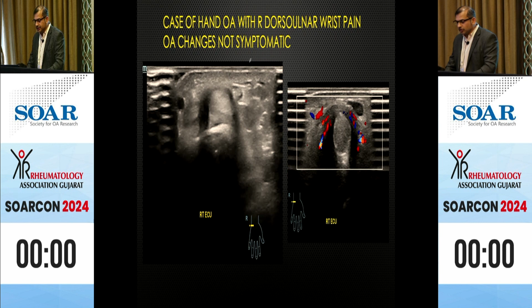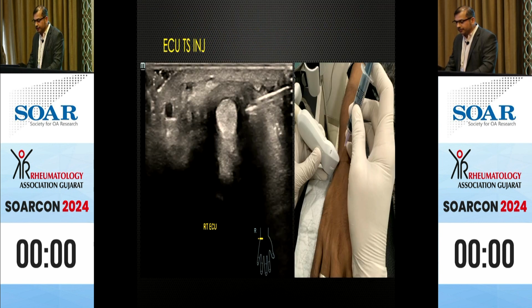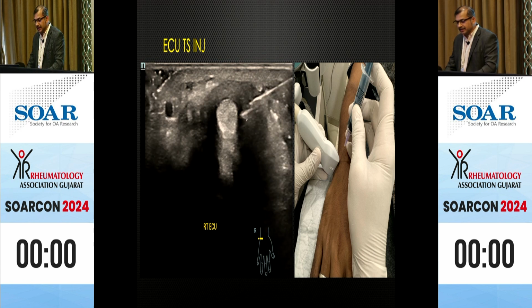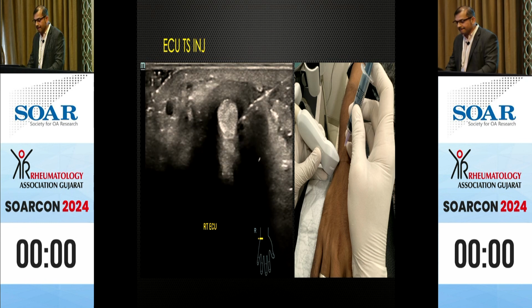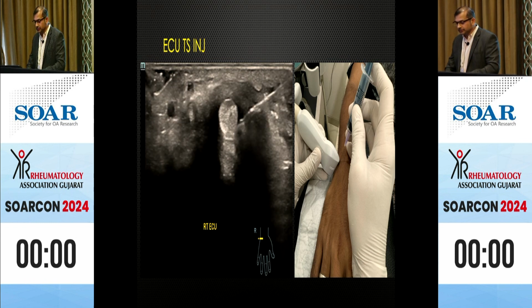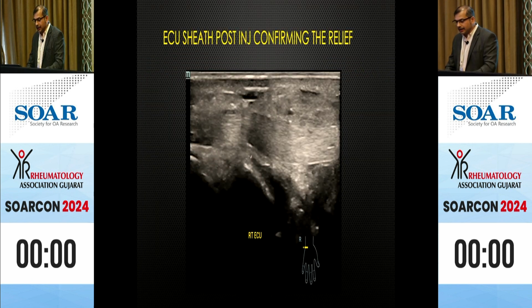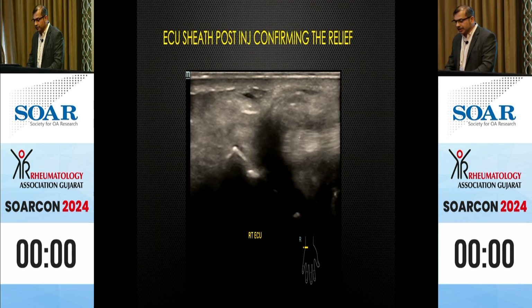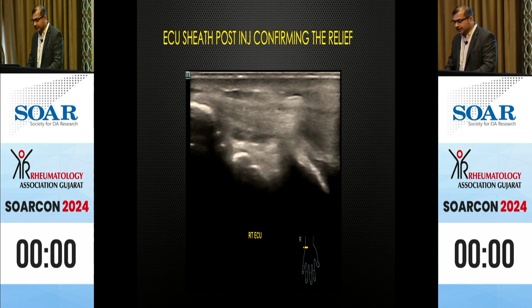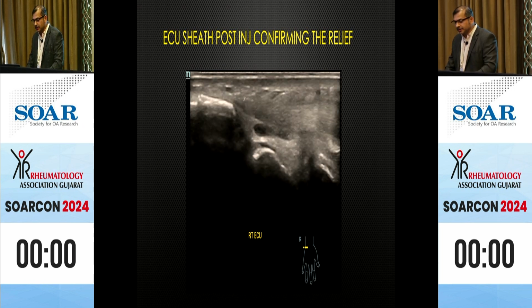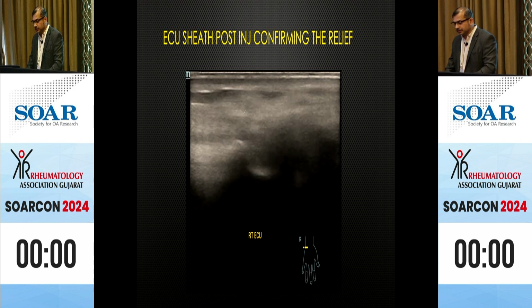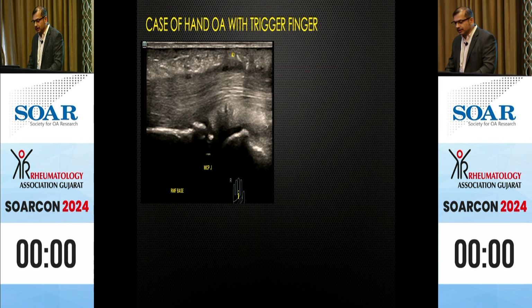Similar case, dorso-ulnar wrist pain, ECU compartment involved. Again, you give tendon sheath injections in the ECU compartment, taking care that you are not giving it within the tendon substance. So after injection, you confirm that the dose has been spread adequately till the base of the 5th metacarpal where the ECU inserts.